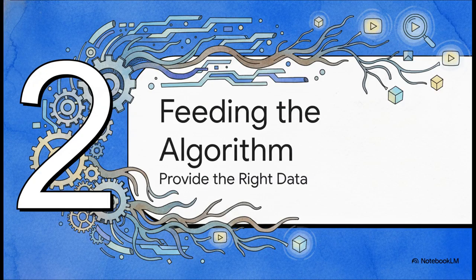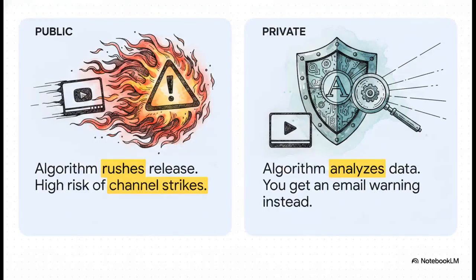Moving on to Section 2, feeding the YouTube algorithm by giving it exactly what it needs to understand your videos. Okay, so under your upload defaults, you need to change your visibility setting from public to private. Why? Two massive reasons. First, it completely protects you from instant copyright strikes. If you upload a flagged video directly to public, you risk a channel strike. But if it's set to private, YouTube just sends you a warning email instead.